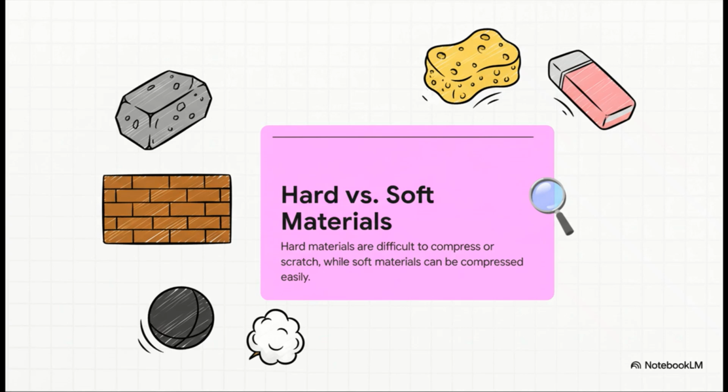But you gotta remember, it's all relative. A rubber ball is obviously softer than a piece of iron, but it's way harder than, say, a cotton ball.